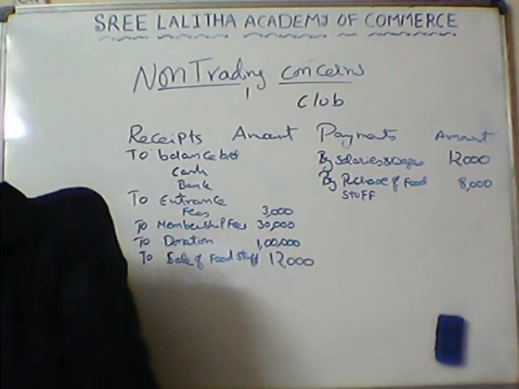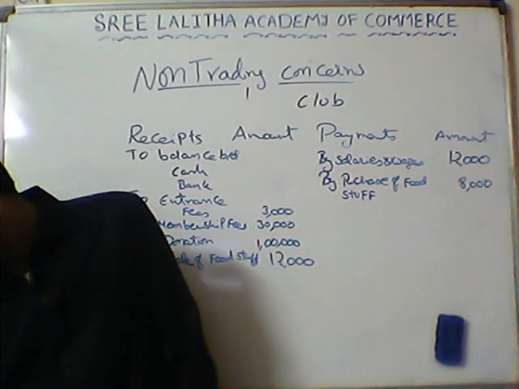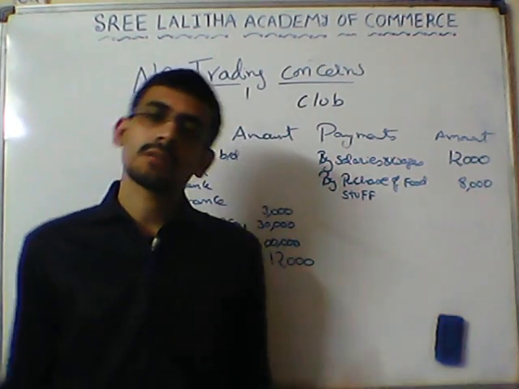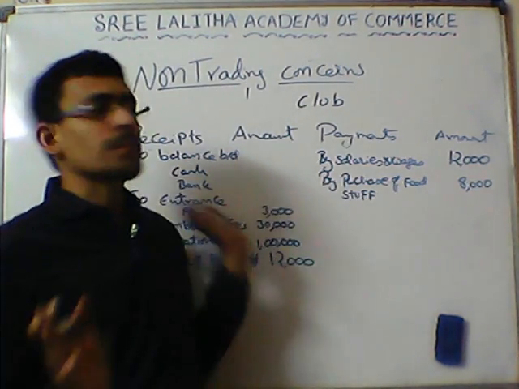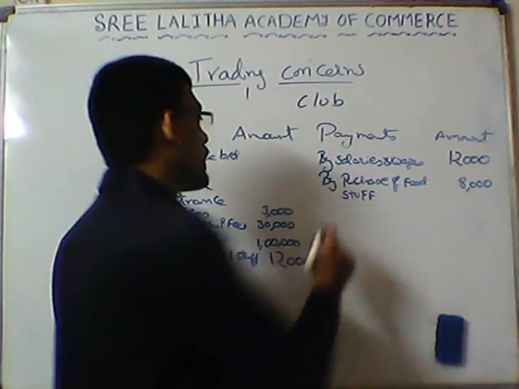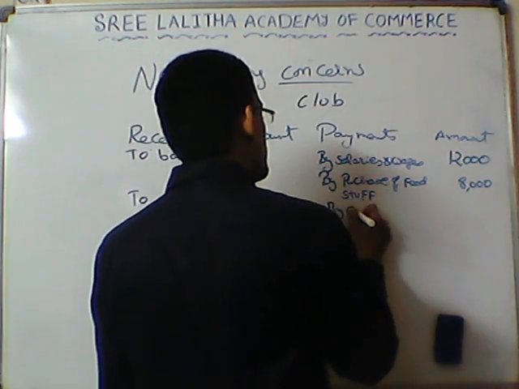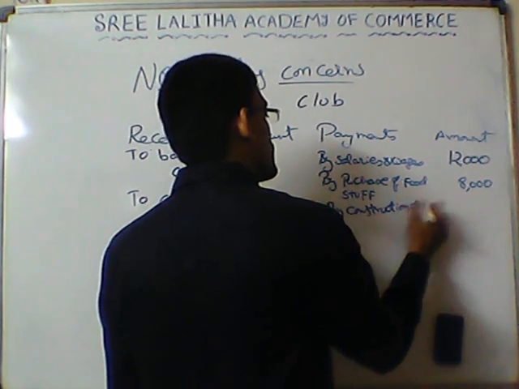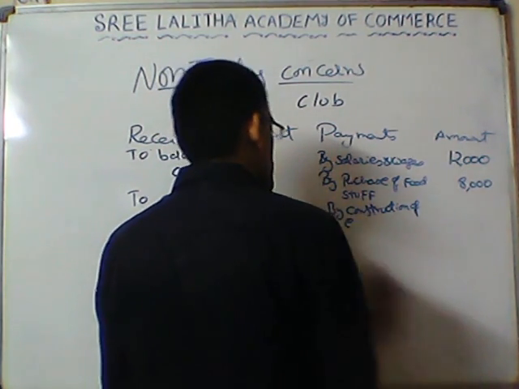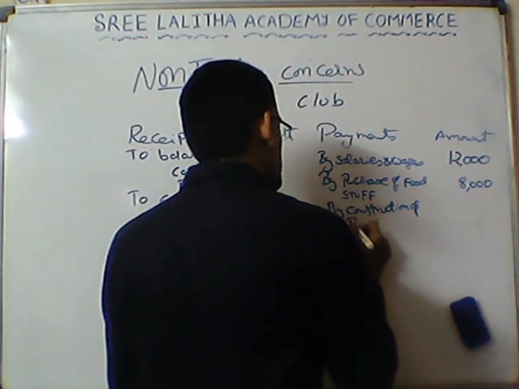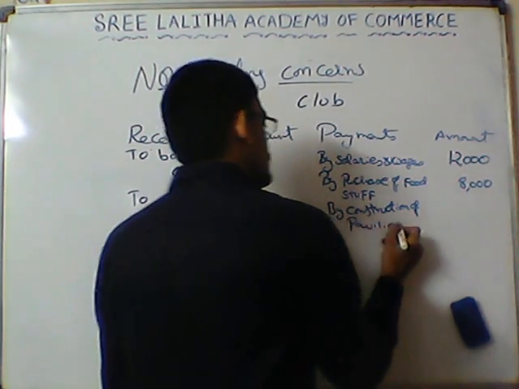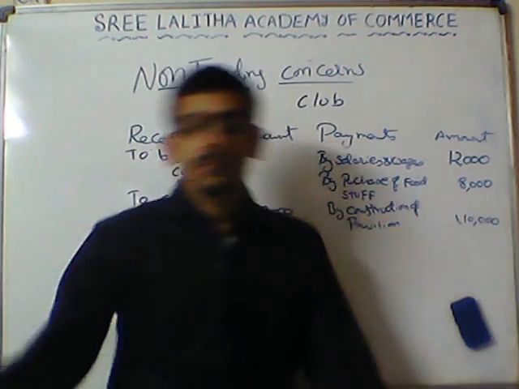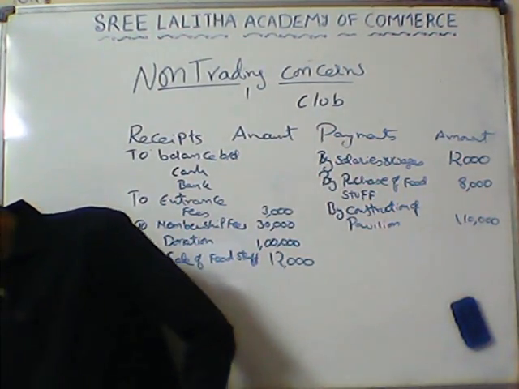Okay. Next, construction of club pavilion 1,10,000. This is a capital expenditure. We know that even a capital or revenue item can be accounted in the receipts and payments account. By construction of pavilion, 1,10,000. That's what is the construction cost.